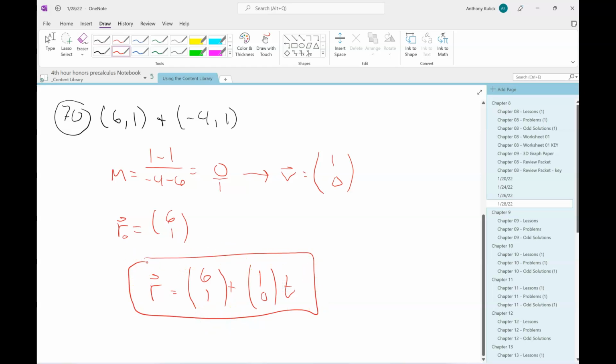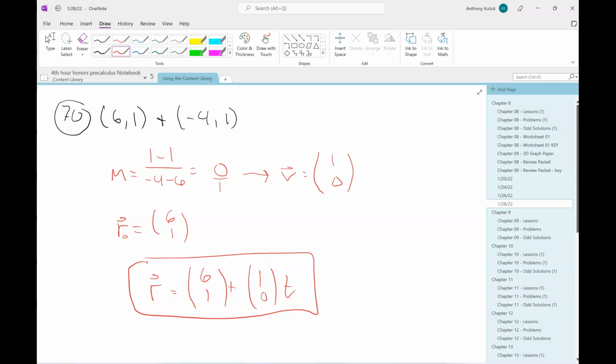Is this the only answer? No, right? Remember, whenever we write a vector line equation, there's infinitely many vector line equations that represent the same line. Our job is just to find a vector line equation, not all of them. So this may not match what your friend across the aisle has, but it still could be right. You guys could both have correct answers.